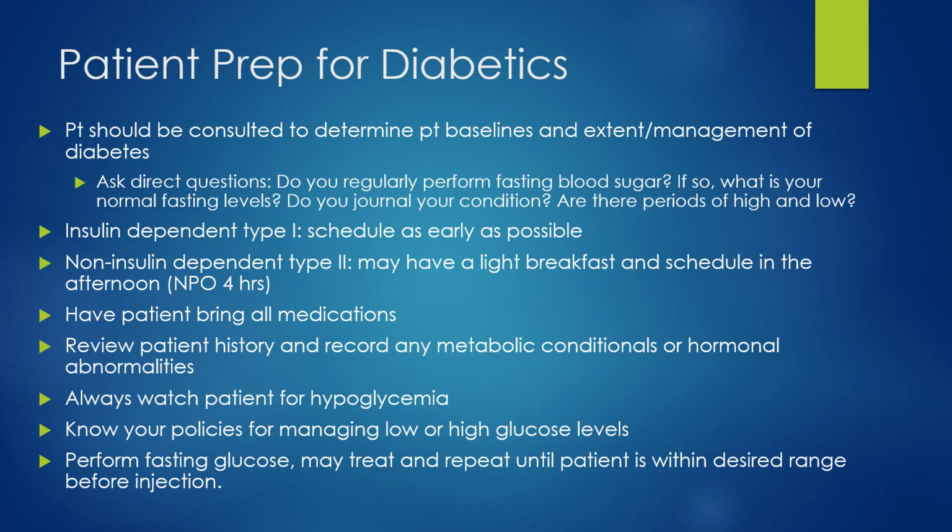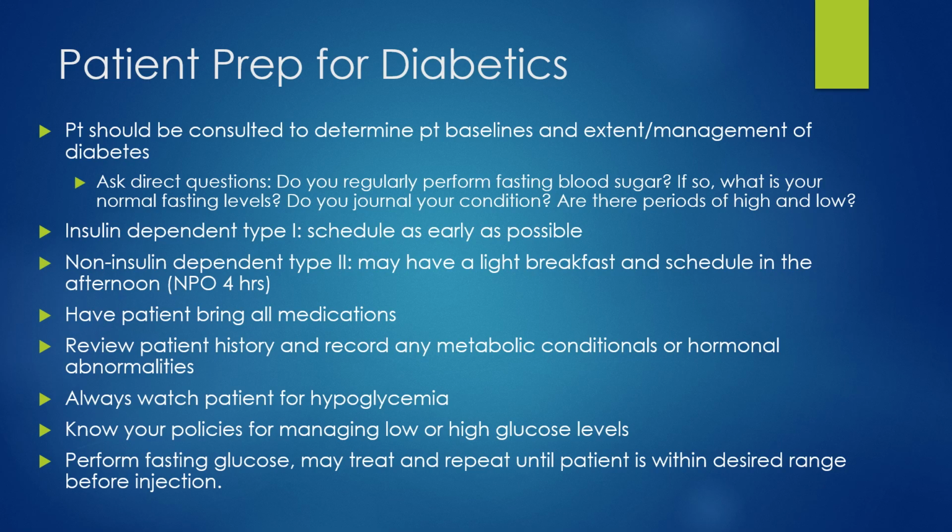Review patient history very carefully and record any metabolic conditions or hormonal abnormalities that the patient knows about. Always watch the patient for hypo or hyperglycemia, and know your policies in your department for managing low and high glucose levels. Typically, if the patient is a little bit low blood sugar, it's still okay to give the FDG because you're giving them sugar. Theoretically, you're helping them. But if their blood sugar is too high or unstable to start, then it may be contraindicated. You may need to reschedule them.